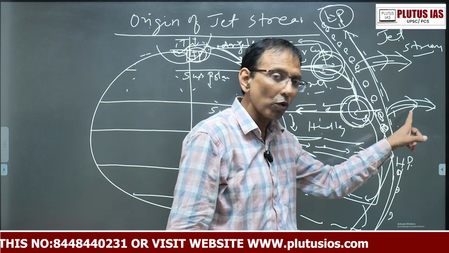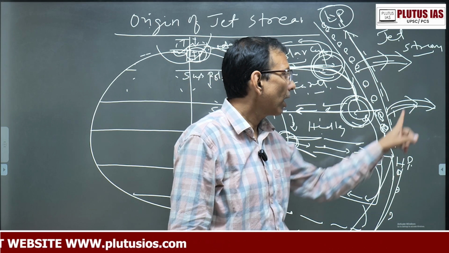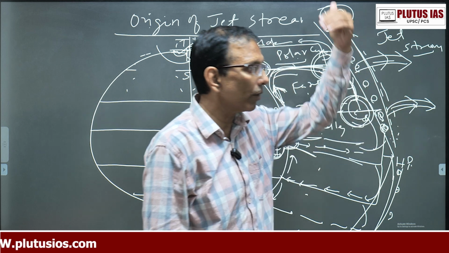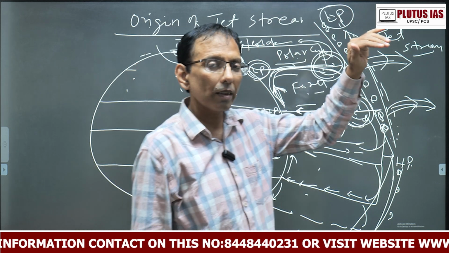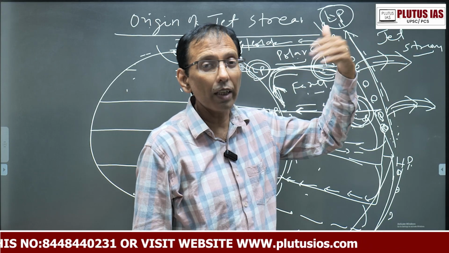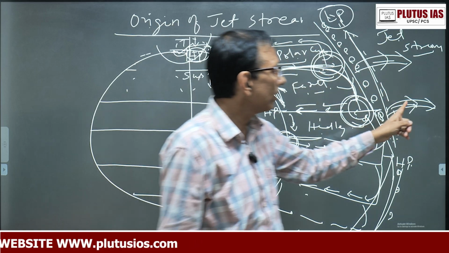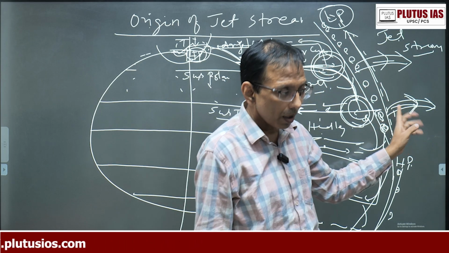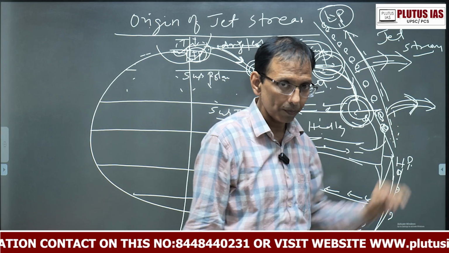jet stream is an upper tropospheric wind since it originates in the upper troposphere. High speed wind, because all the winds of the upper part of the atmosphere are high speed in nature, since all the air is becoming friction free in the upper troposphere, hence the wind would be already high speed, or their speed would be comparatively more.